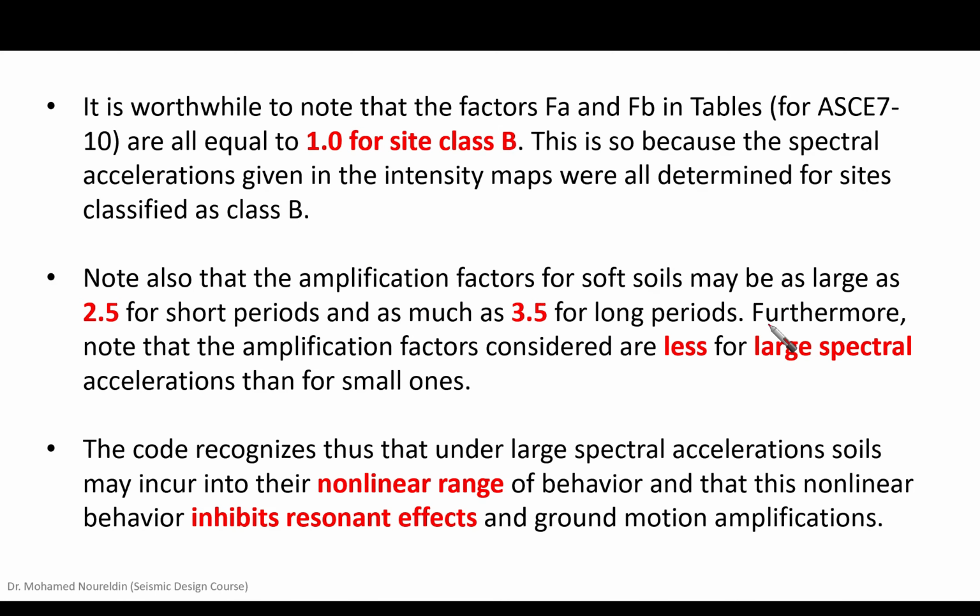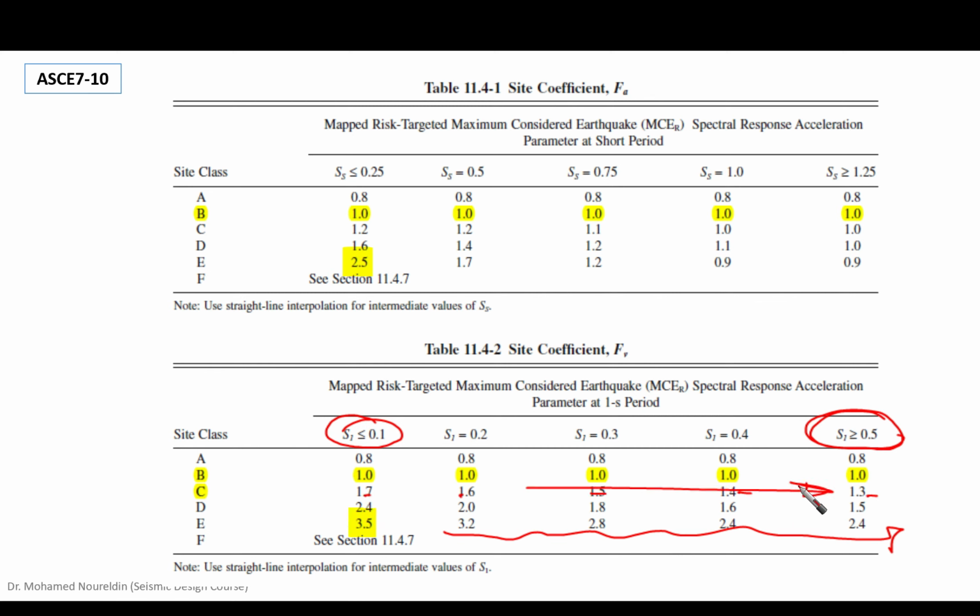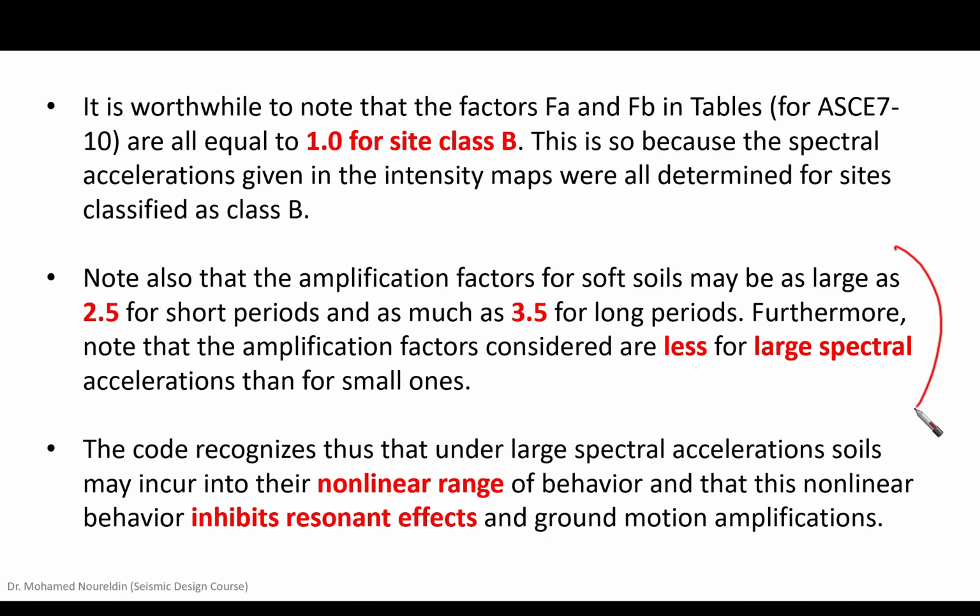Furthermore, note that the amplification factors considered are less for large spectral accelerations than for small ones. That's right. Whenever S is small, and here we are going larger, in this case you are going to find that it is decreasing, as you can see. It started 1.7, 1.5, 1.5, 1.4, 1.3. So it is decreasing here. This is the second comment here.